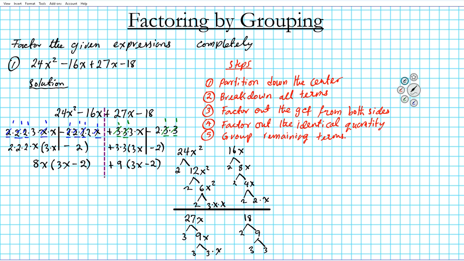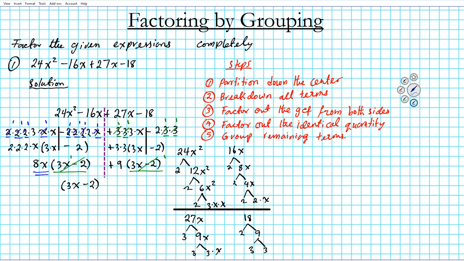Which is to factor out the identical quantities. Do you see two quantities that are identical on both sides? We have the 3x minus 2 and the 3x minus 2. So we factor those out. Remember, when you're factoring out, it's as though you're dividing both sides of the partition by that term that you're factoring out. It's like the opposite of distribution. So when you factor out 3x minus 2 from both sides, these become 1 because it has already been extracted.